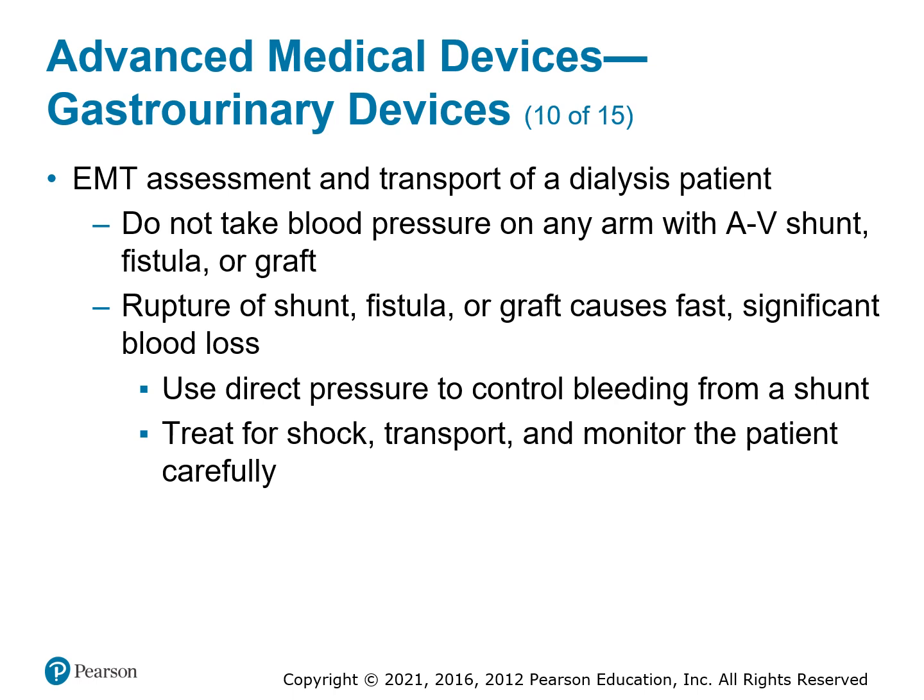EMT assessment and transport of a dialysis patient. Do not take a blood pressure on an arm with an AV shunt, fistula, or graft. Rupture of the shunt, fistula, or graft causes fast, significant blood loss. You can treat this like an arterial bleed. You can use direct pressure. It may even require a tourniquet. Treat for shock, transport, and monitor the patient carefully.